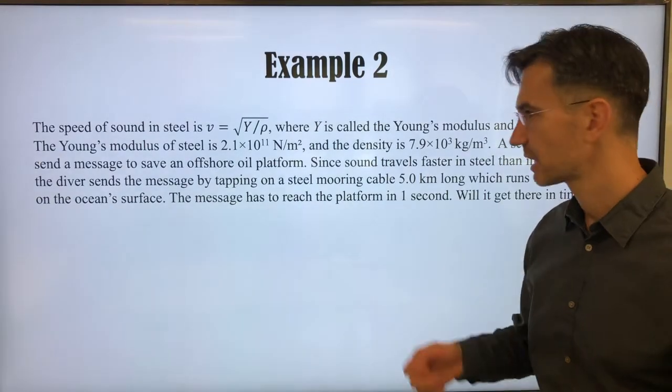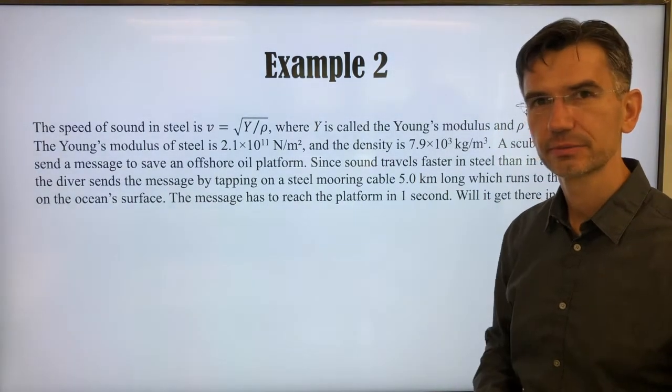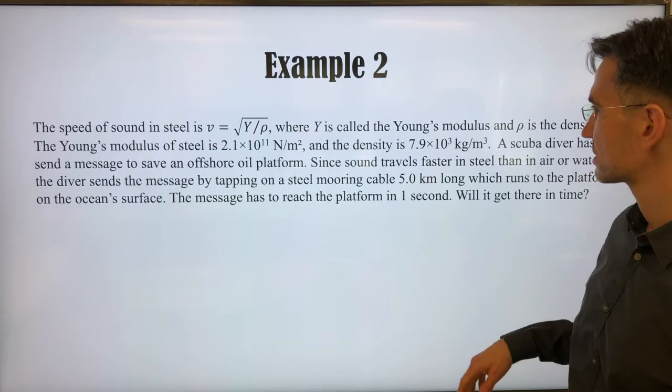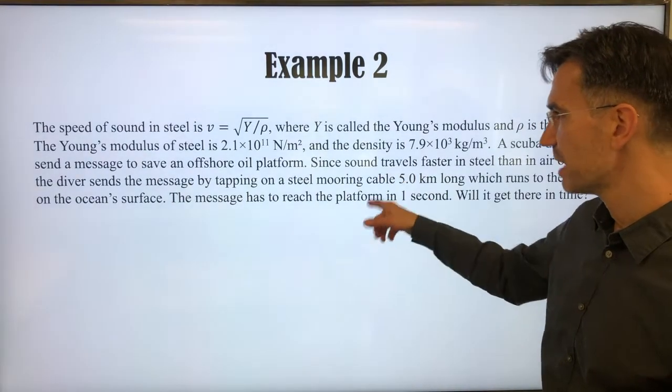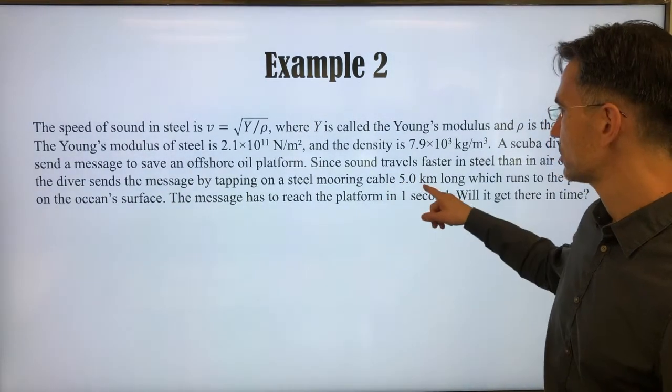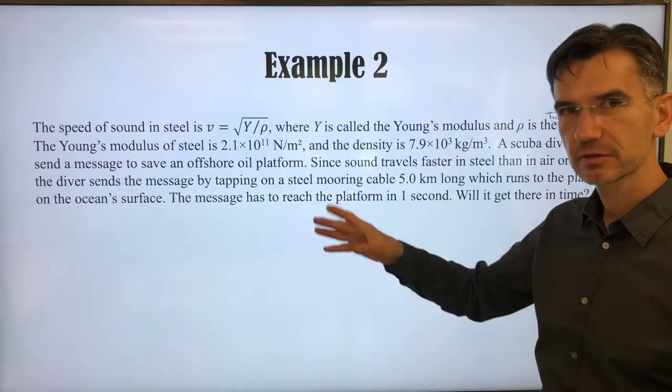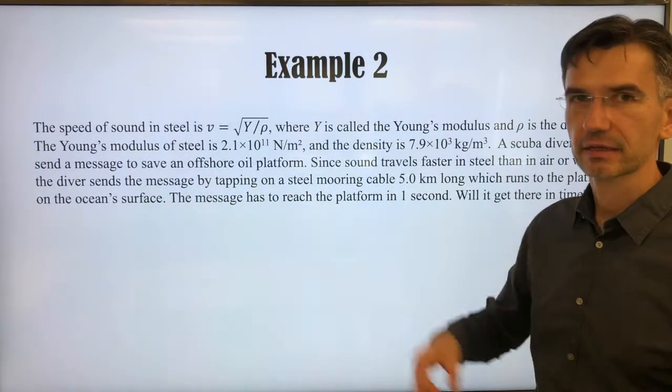So the scuba diver can try to tap on the steel pipe to convey the message. And the question is, can the message of tapping reach the platform that's 5 kilometers away in 1 second?